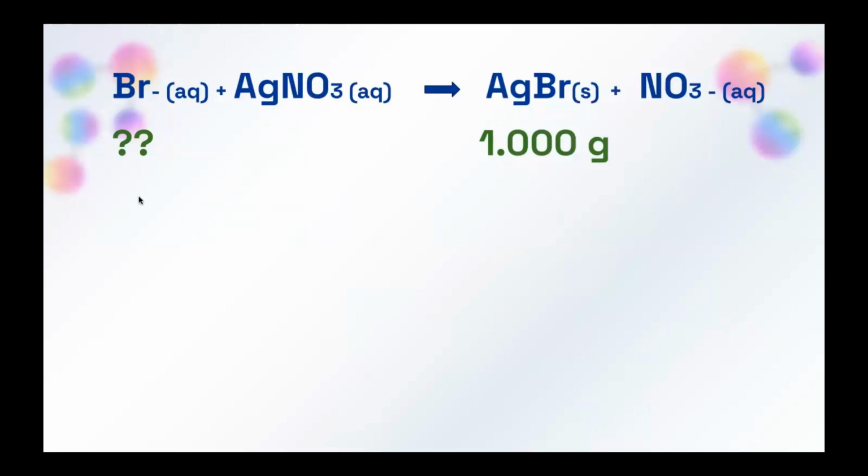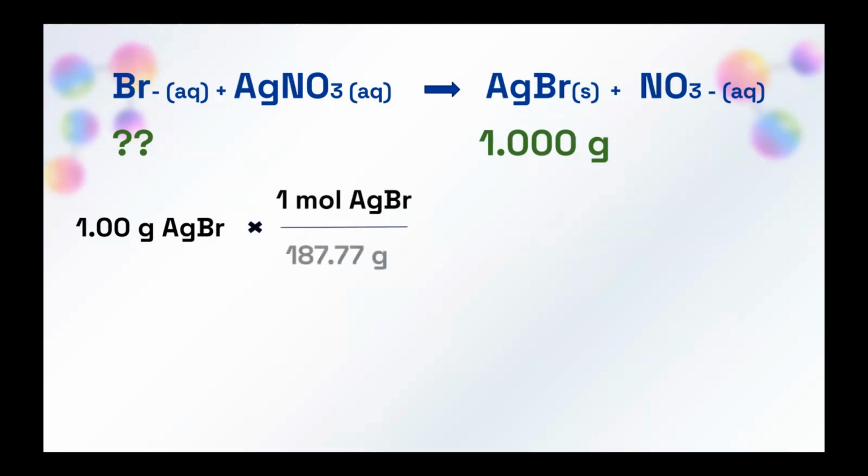And here, the known information is 1 gram of silver bromide, and you're looking for the bromide ion. And then we use stoichiometry. So 1 gram AgBr times 1 mole silver bromide over 187.77 grams. That is the formula mass of silver bromide, times 1 mole bromide ion over 1 mole silver bromide.